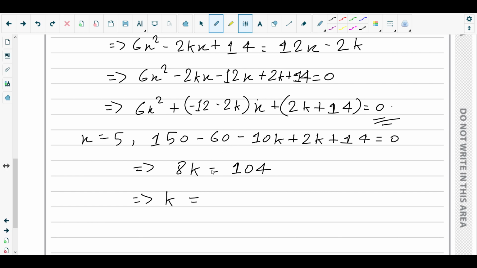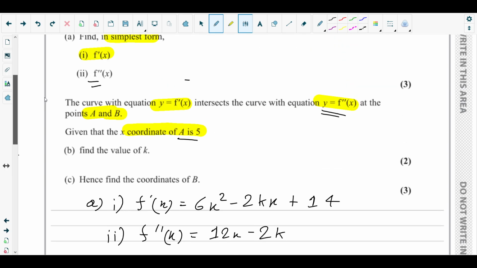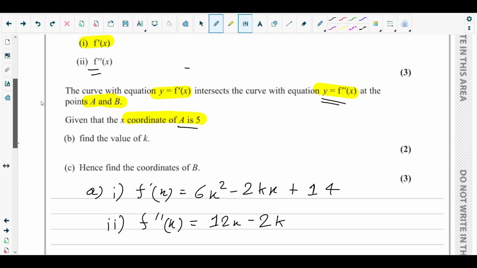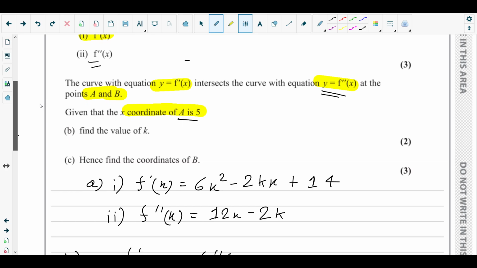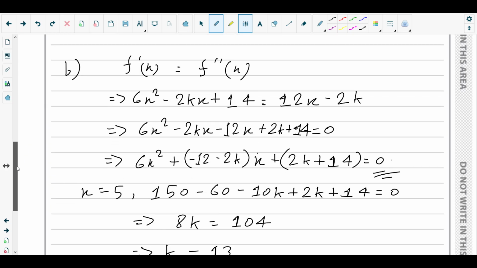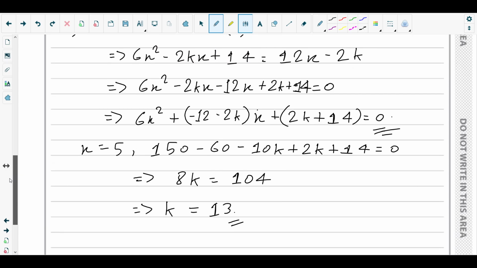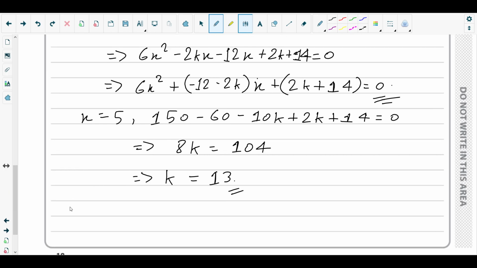Okay, so the value for k we found here, it is what? Nothing but 13. That's the answer for part B. Done. Part C. Hence find the coordinates of B. We need to find out the coordinates of point B. So now we know the value for k, so just consider the equation for the points of intersection.